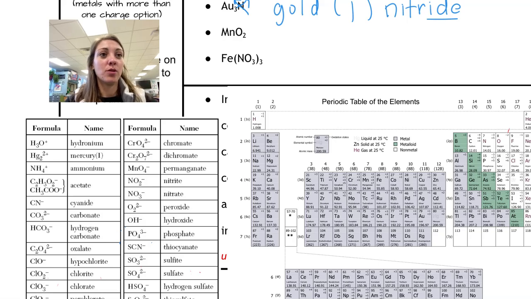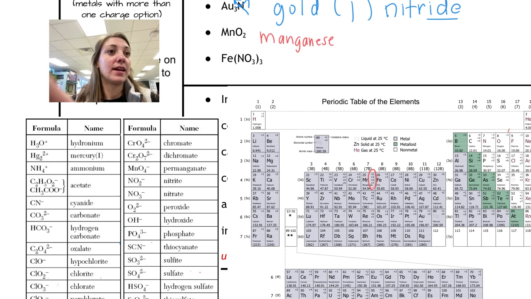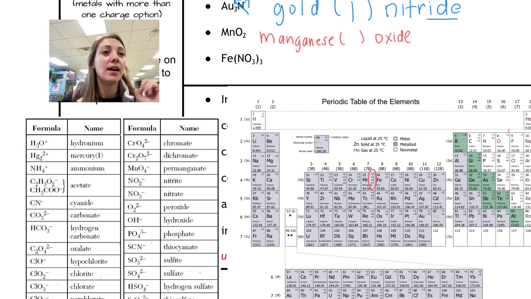Picking up with MnO2. Mn is manganese, and you can see manganese living the life. It's got so many options. It could be 2 or 3 or 4 or 7. And so we're going to write down manganese. Be careful, this is not magnesium. Manganese. Magnesium is Mg. And then it has more than one charge option, so I'm going to put a little holder in there. And then oxygen becomes oxide.